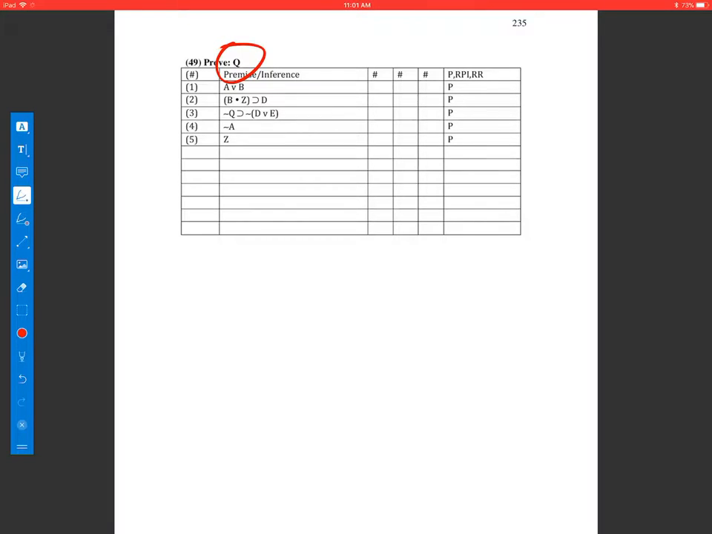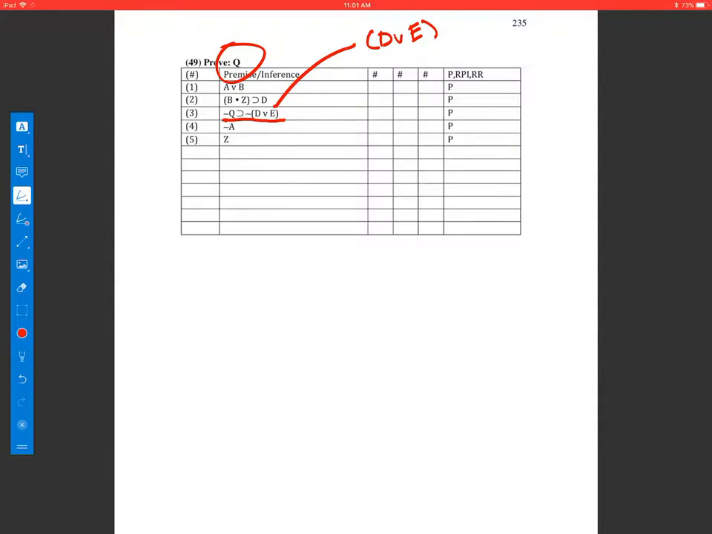Let's look at this problem. I have to get to a Q. I look around, I don't see a Q, but my next thought is look for the opposite in an antecedent, and so I'm focused on line 3. Because if I could do a modus tollens with line 3, I'd get a Q. What would I need? I would need the opposite of not D or E, which would be D or E.